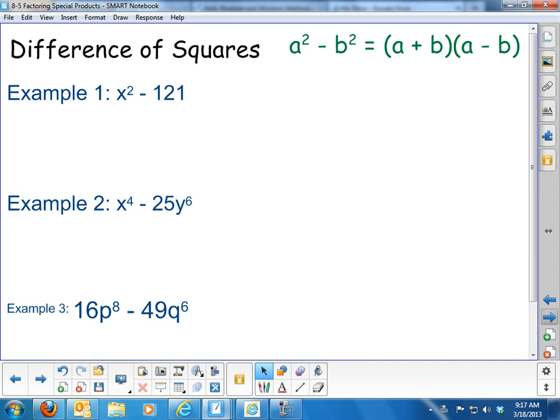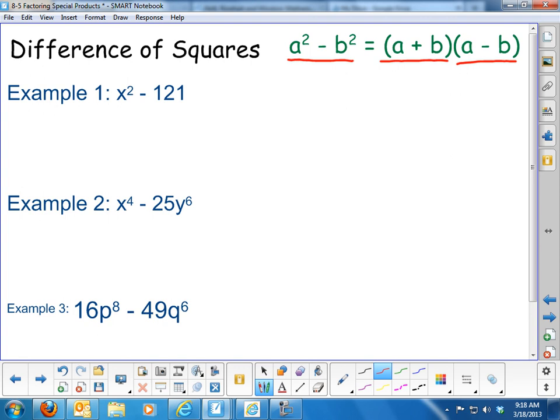Remember when we talked about multiplying binomials and we had this lovely formula? Well, now, again, we have a nice little formula here. When you have something that's a squared minus b squared, that's going to factor out to be a plus b times a minus b. And here are a couple of examples.